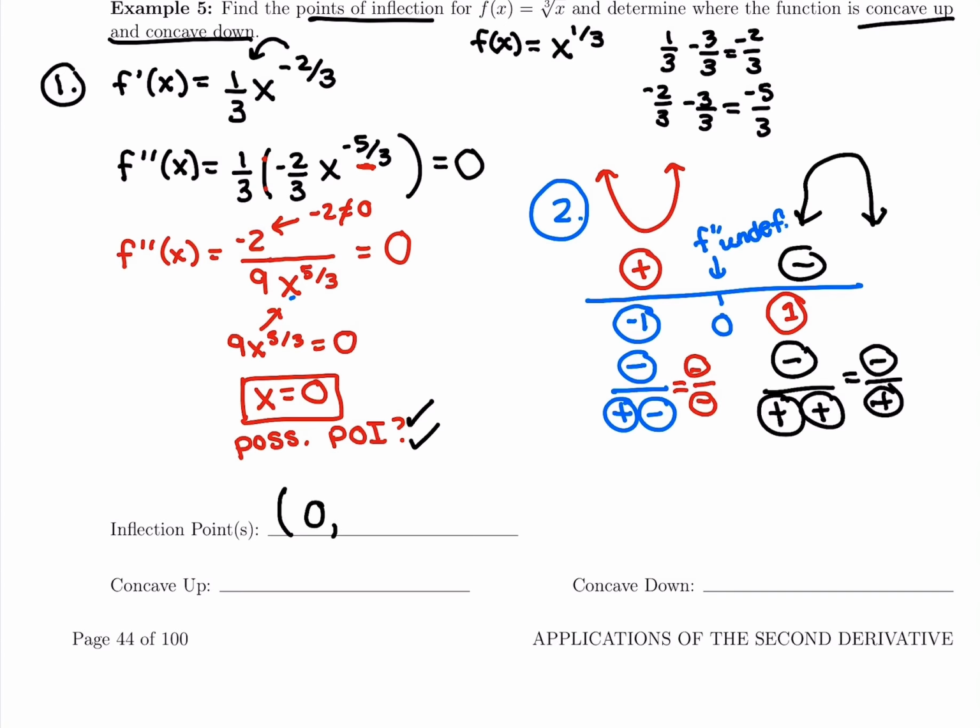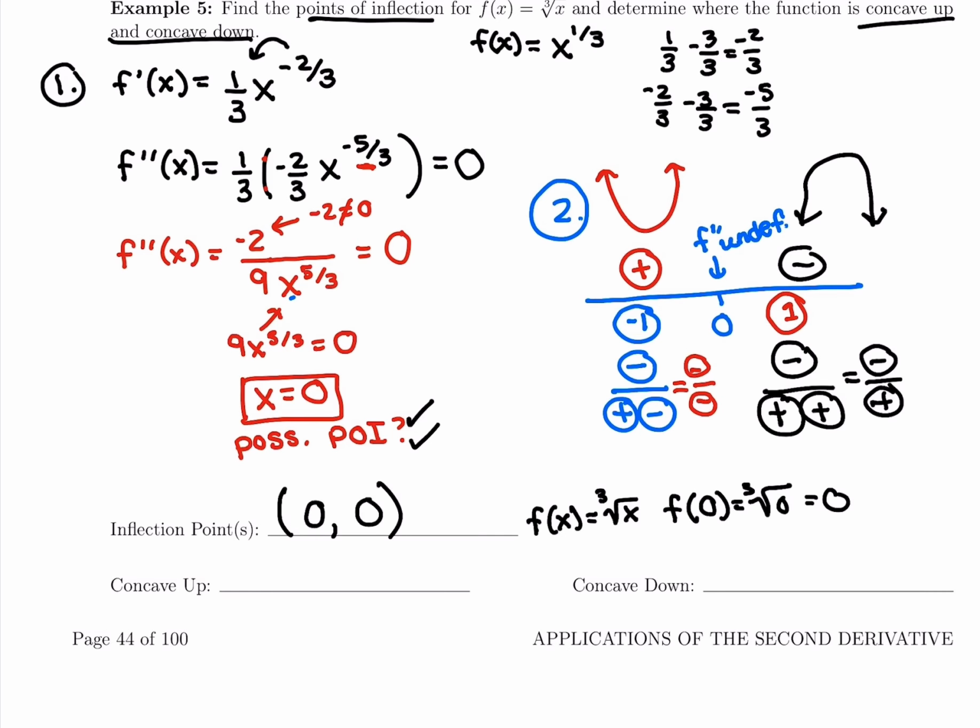So we need to find the y value of it. So I need to plug into the original. This is the only time I do. The original was the cube root of x. So I'd plug in f of 0, and the cube root of 0 is 0. My inflection point is at the origin.